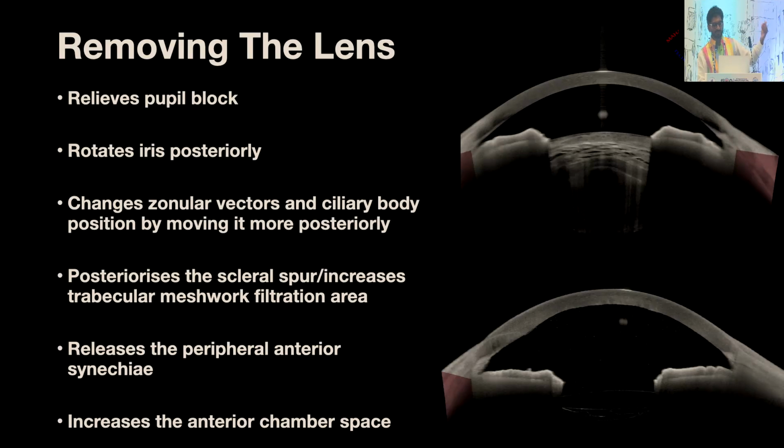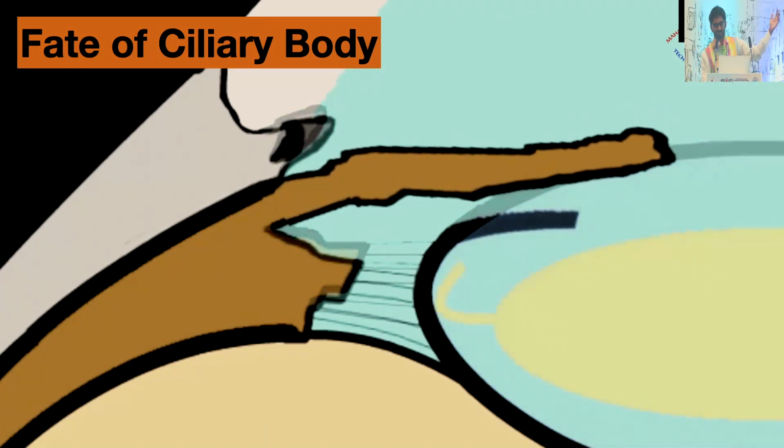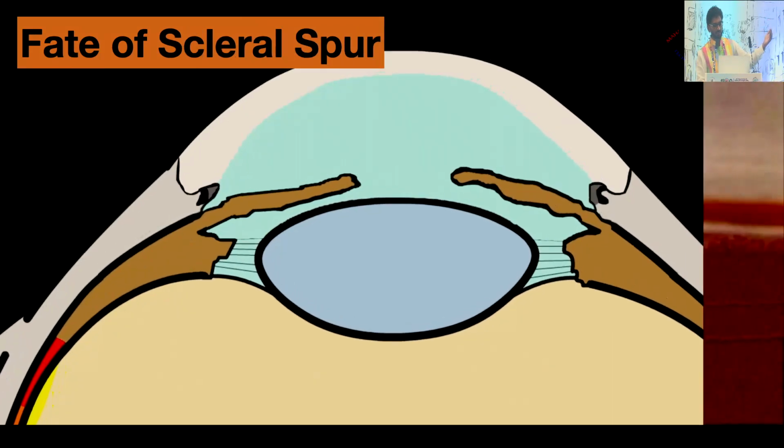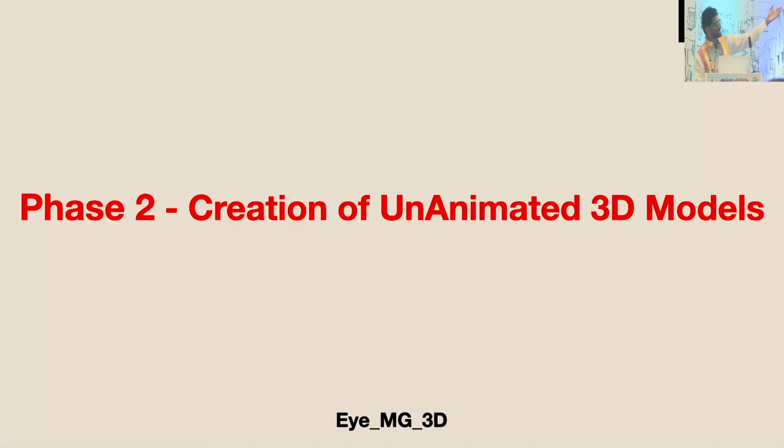So that kept pushing us further and further into basic sciences. What happens when we remove a lens? All these video-based animations are done by us: the fall of the ciliary body, the fall of the scleral spur. So we started making a lot of 2D, 3D models, and this was a 10-year journey, including the break of a PAS that happens post cataract surgery.